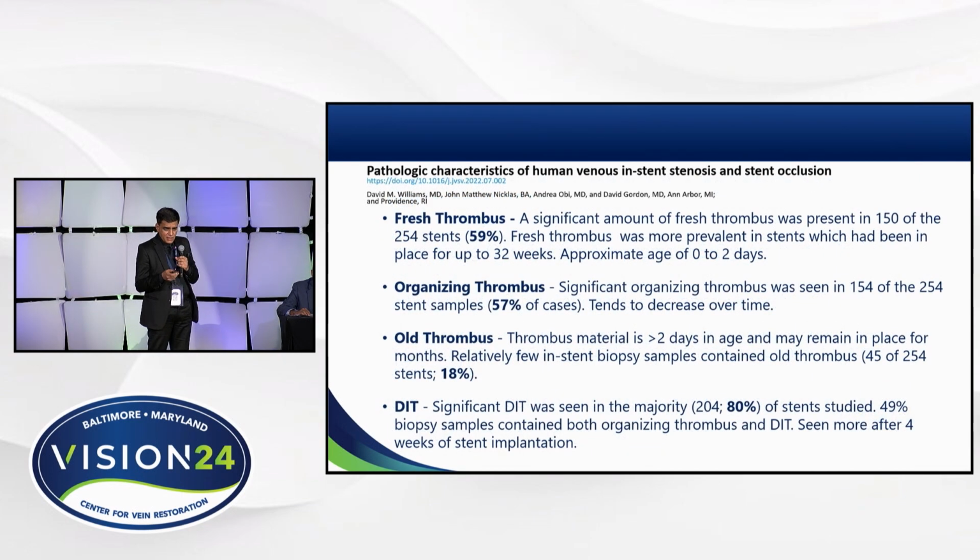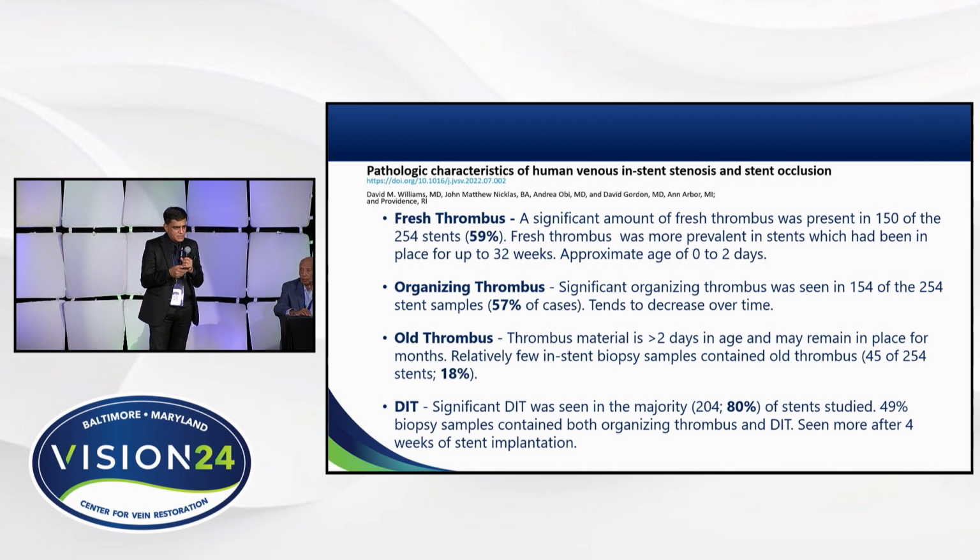So before I finish, I just wanted to share this slide quickly with you. This is a first-of-its-kind study which was published in 2022 out of this group out of Michigan and Rhode Island, on the pathologic characteristics of human venous stenosis and stent occlusion. They used a microtome to do stent biopsies at an area which was 1 millimeter or more thick, and then they analyzed it pathologically. And this is what they found: they analyzed 254 stents.